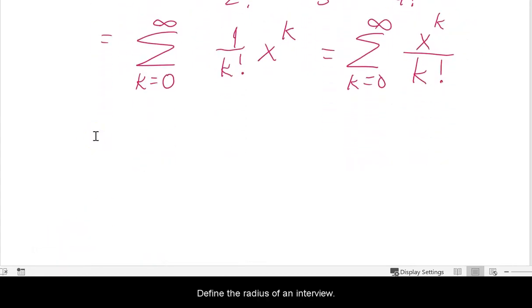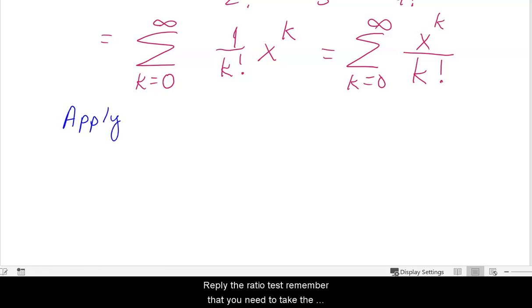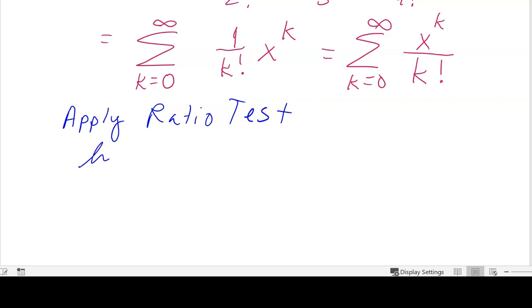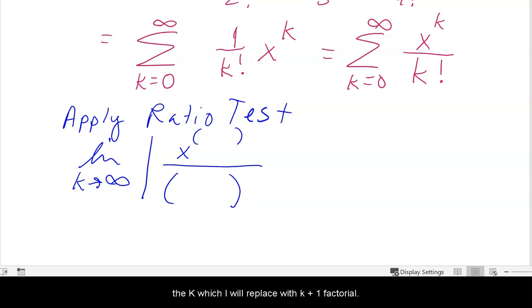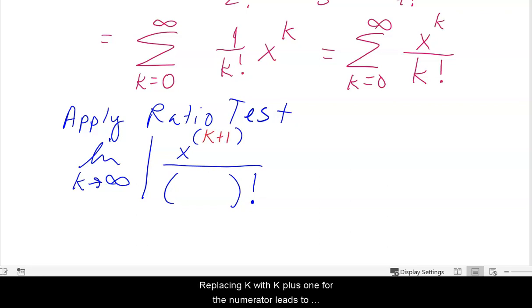To find the radius and interval of convergence, we want to apply the ratio test. To apply the ratio test, remember that you need to take the absolute value of the ratio of the k plus first term over the kth term, with the limit as k goes to infinity. All of that must be inside absolute values. x to a power, which I will replace with k plus 1, over the k factorial, which I will replace with k plus 1 factorial. Replacing k with k plus 1 for the numerator leads to this first fraction.